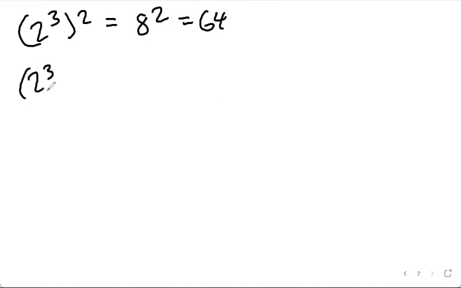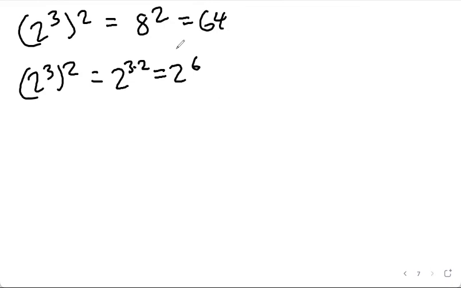Here's the second explanation. Let's say I have 2 cubed, and then that is squared. What is that equal to? Well, 2 cubed is 8. 8 squared is 64. So that's the answer. Okay, there's another way you can do this problem, though. Take a look at this. We can multiply the exponents. So 3 times 2, and that gets us 2 to the 6th power.